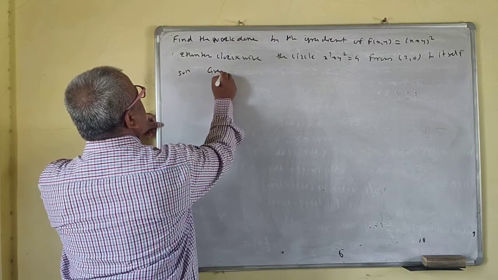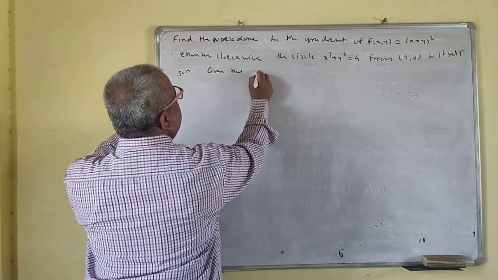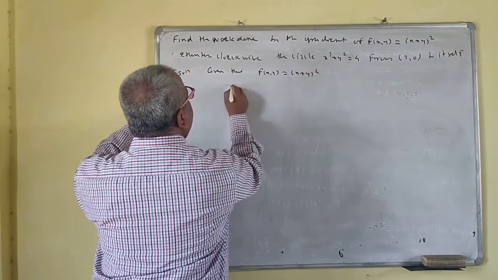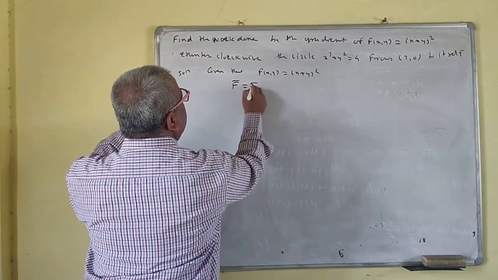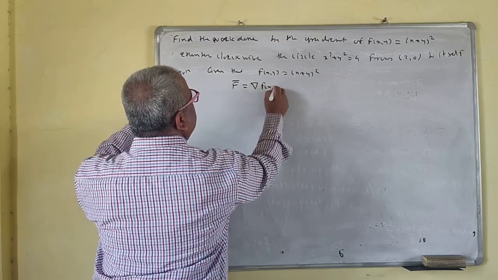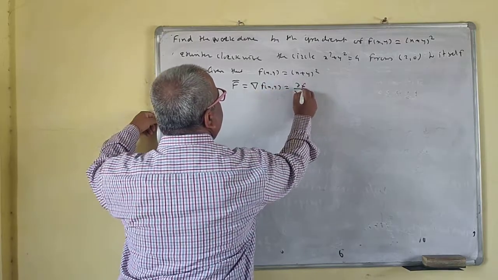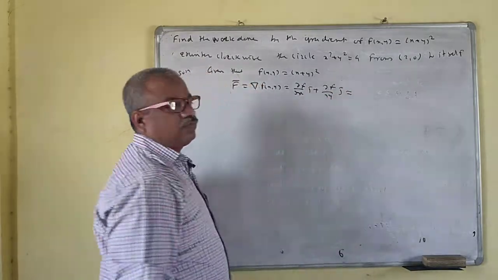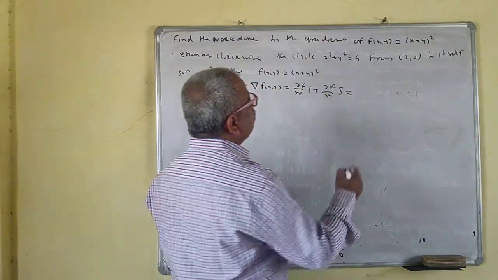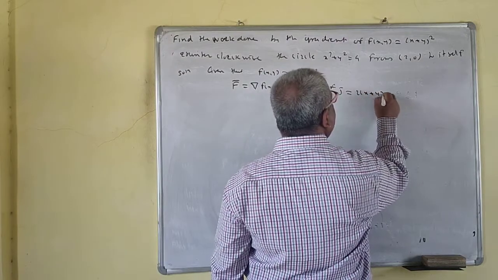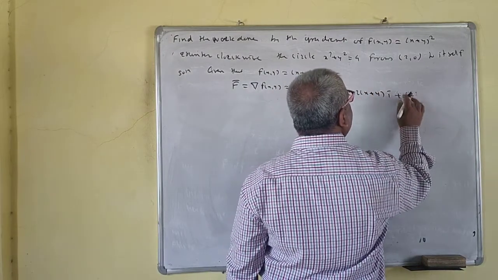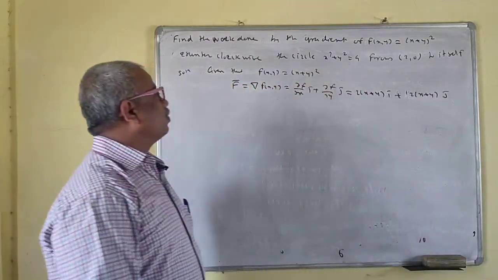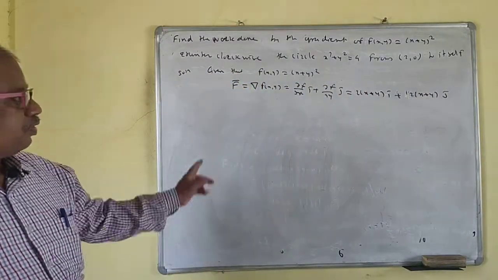Given that f of xy is equal to x plus y square. So your f bar is the gradient of f, which is dou f by dou x i bar plus dou f by dou y j bar. So this is (2x plus y) i bar plus (2x plus y) j bar. Okay. So this is your f bar.